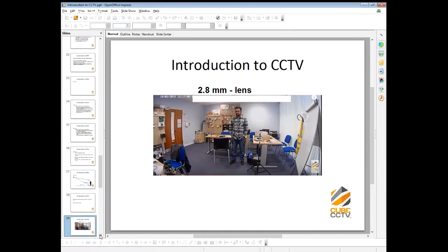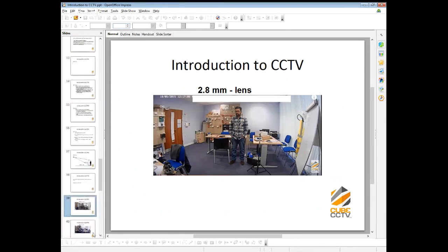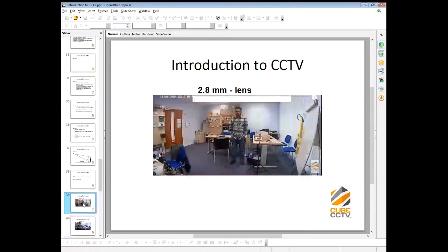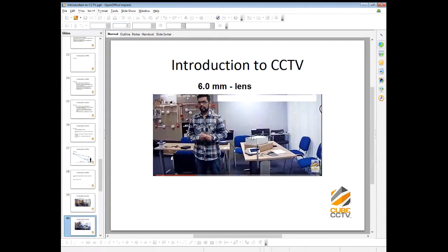Now, what happens if I increase the lens size? As soon as I increase the lens size, I'm just getting a close-up view of myself. But then again, the blind spot is huge here because I don't see the door, for example. The door is not there, and all this area is not covered. So the idea is that if you use a higher number, you get a longer distance covered, but the area that you're going to cover will be narrow.